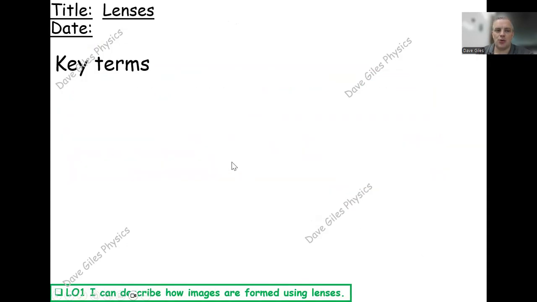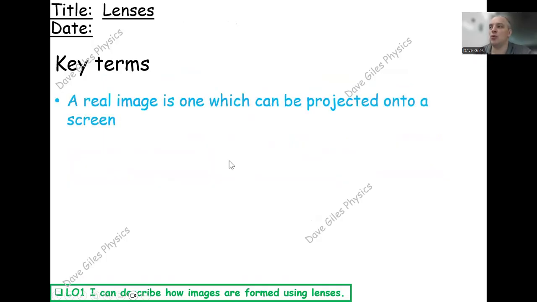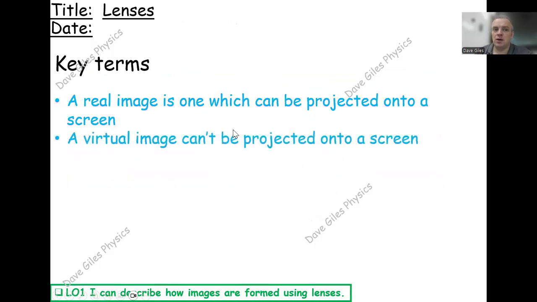So some key terms, this is a recap of what we talked about previously. A real image is one which can be projected onto a screen. A virtual image can't be projected onto a screen.